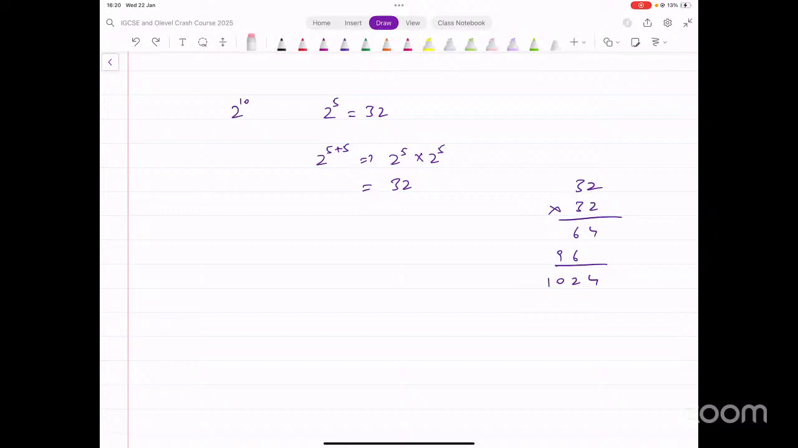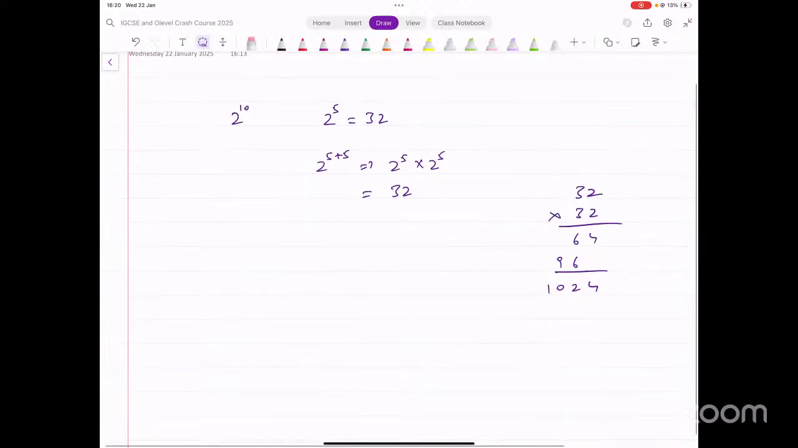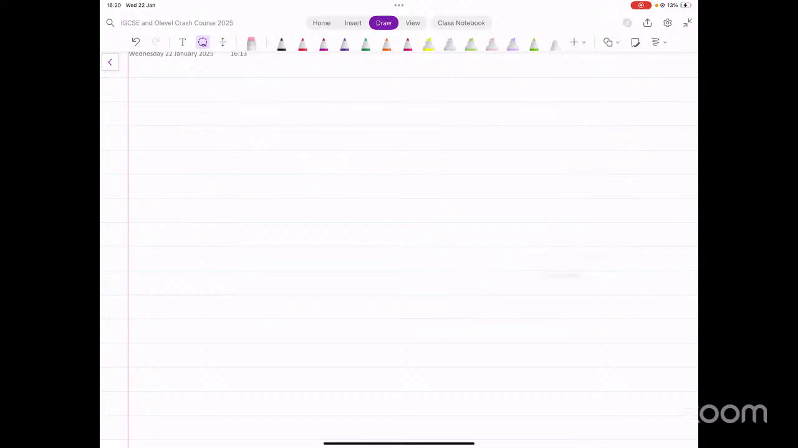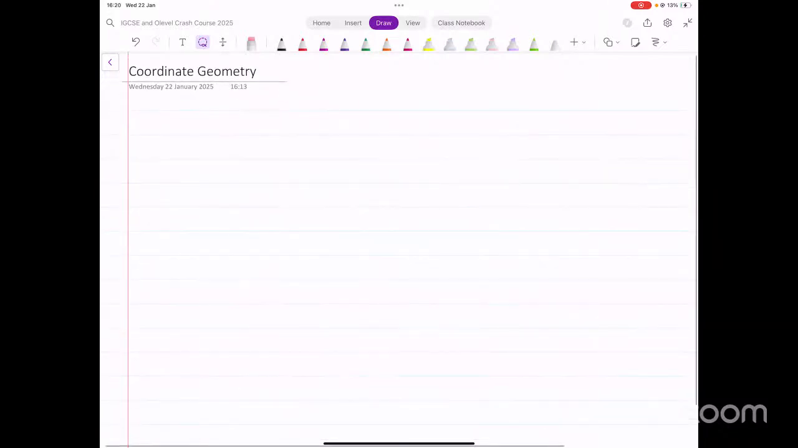Some people will be able to do this in their head, but if you find it difficult, you can break it down like this: 2 raised to power 5 times 2 raised to power 5. Make sense? Okay. But until at least 2 raised to power 5, you should remember. Beyond that, you can do some quick multiplication either in your head or by writing it down.